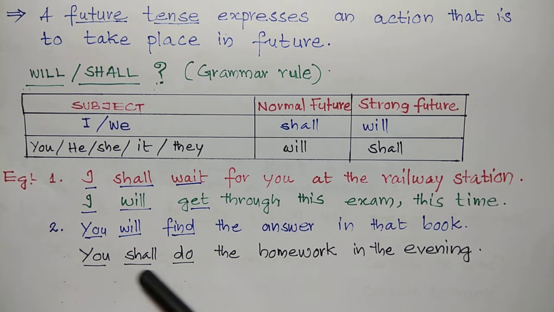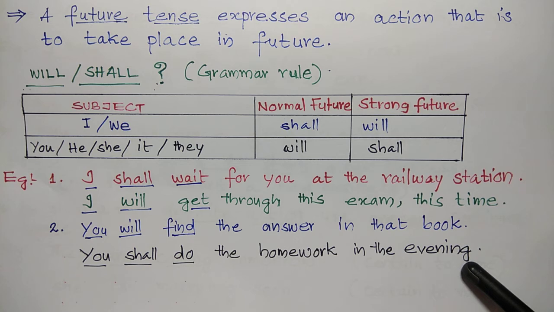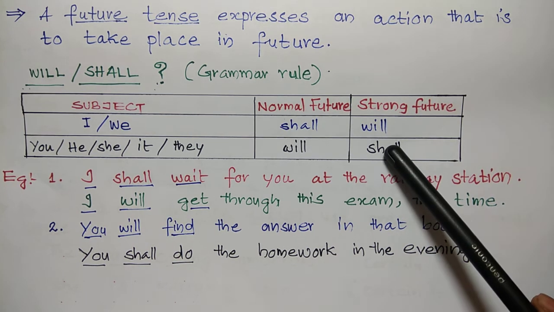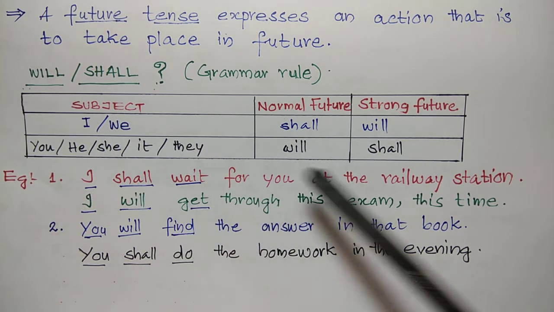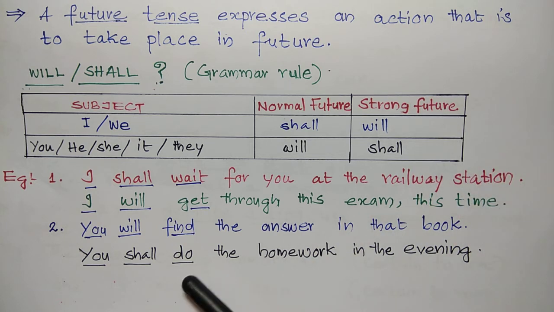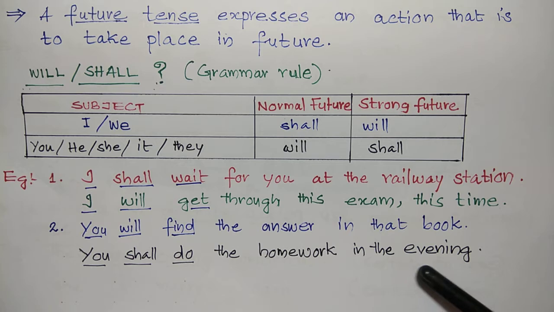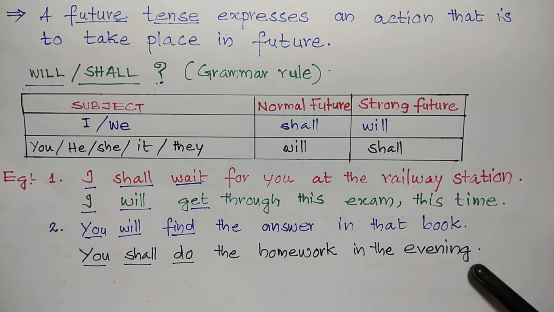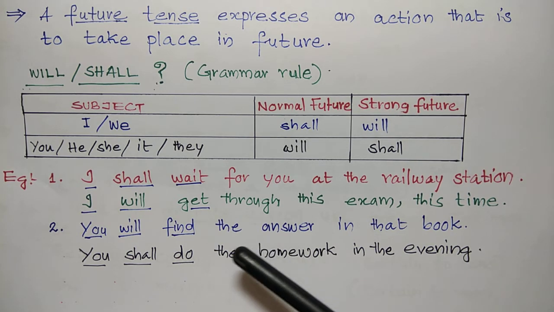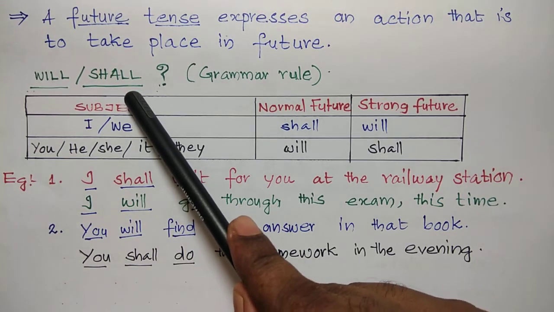Second one, you shall do the homework in the evening. So we are using shall with you. So it is strong future. That is a must case. You have to do. You shall do the homework in the evening. So that is a definite case or strong future. You have to do the homework in the evening. That is, you shall do the homework in the evening. So it is clear with will and shall.